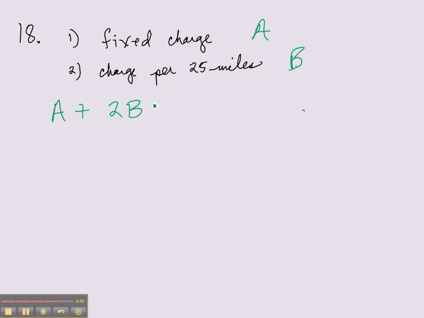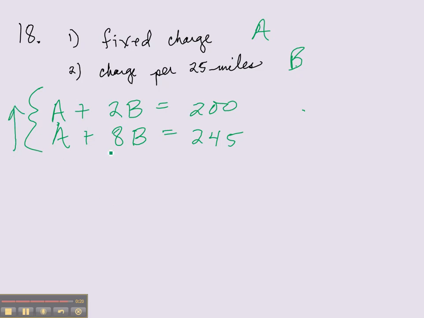Now if we drive the car 200 miles, we're still going to have the fixed charge. 200 miles would be 8 of these 25 miles, so that's 8B. We'll pay B 8 times, and that equals 245. Now you might recognize this as just a system of equations. I'm going to subtract. 8B minus 2B is 6B. 245 minus 200 is 45. So B is 7.5. Now to wrap this up in 10 seconds, I don't think it's going to happen. But you can go back, substitute these back in, and you should get 320.